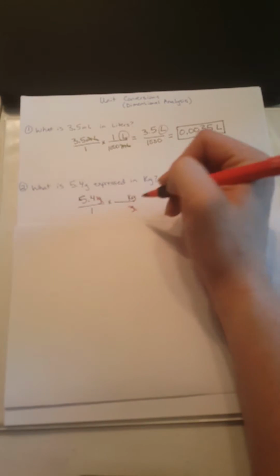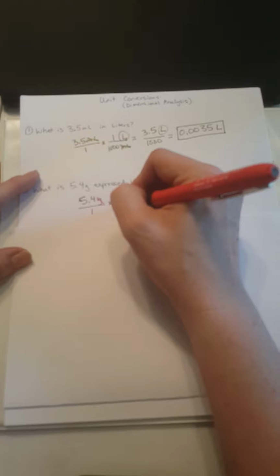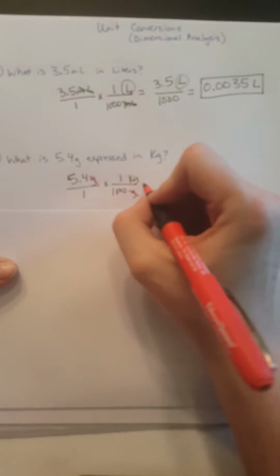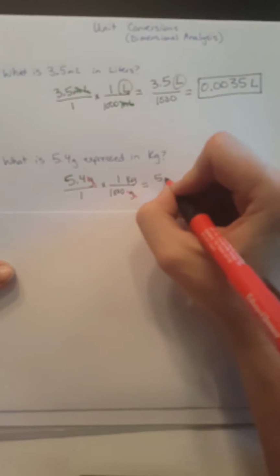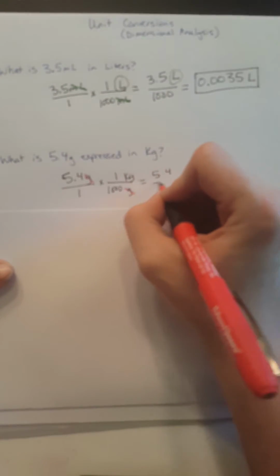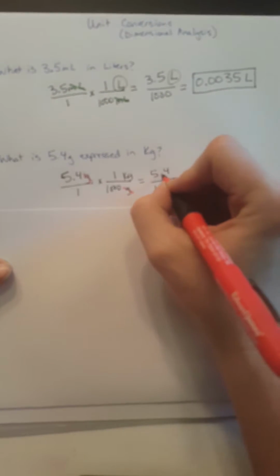So I know that a kilogram is bigger. So 1 kilogram would be 1,000 grams. Kilo also means 1,000 in your metric system prefixes. And so I'm going to multiply. 5.4 times 1 is 5.4. 1 times 1,000 is 1,000. You can type this in your calculator if you want, or we have 3 zeros here in our denominator, so I can move this back 3 times.